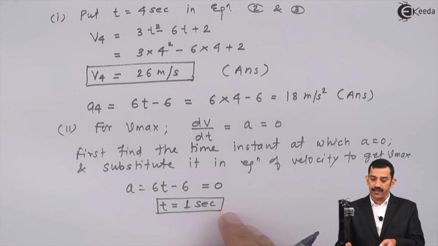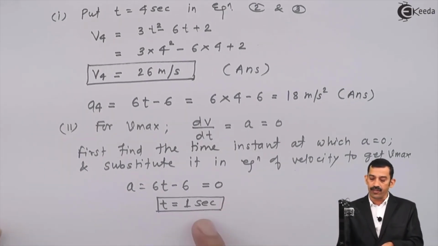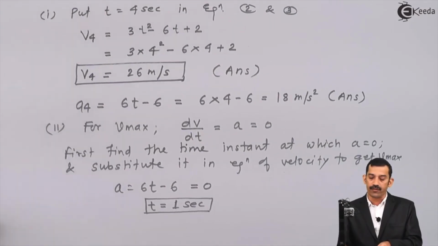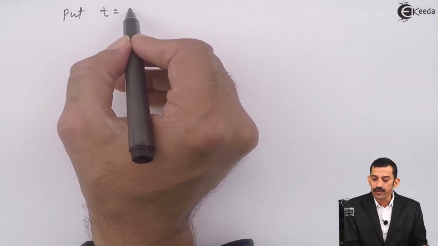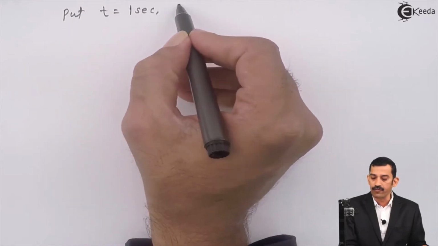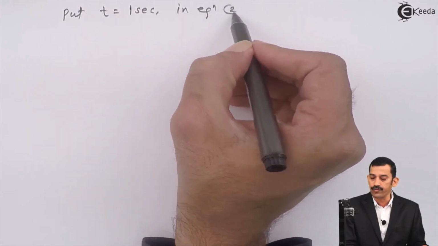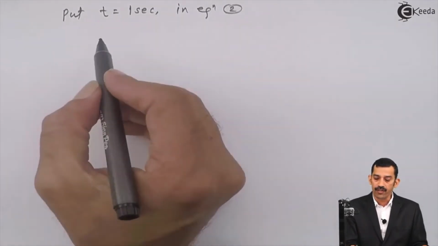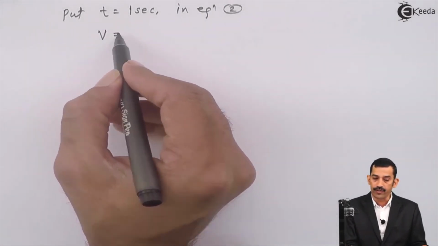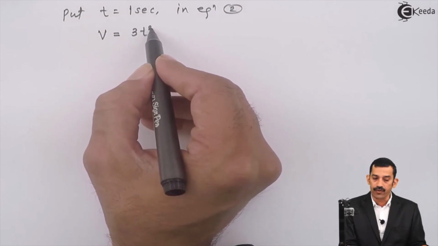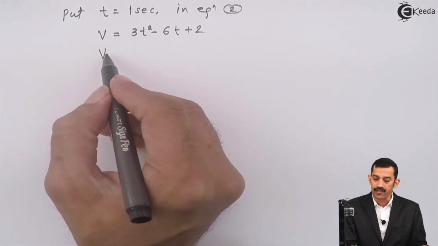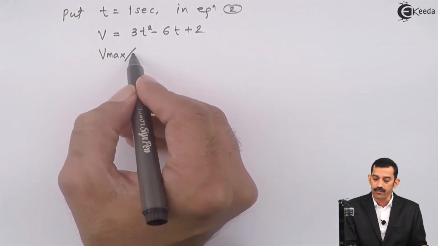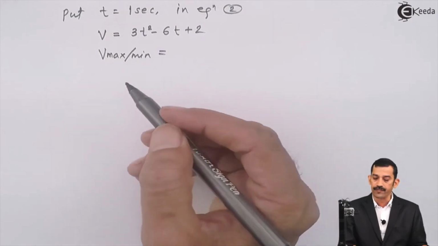Now in this case, this t equal to 1 second will be substituted in which equation? The equation of velocity, which is equation number 2. Put t equal to 1 second in equation 2. The equation of velocity is v = 3t² - 6t + 2. If you substitute t as 1 second, the velocity we get is maximum or minimum depending on the positive or negative sign.